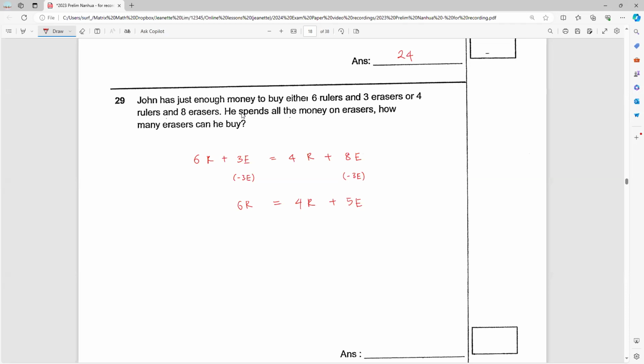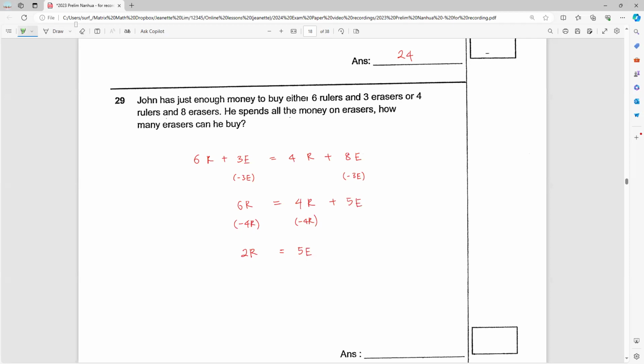Next, I'm going to do the same for rulers, but I'm going to remove 4 rulers. So if I remove 4 rulers on both sides so that they balance, I'm going to have 2 rulers left on the left, and 5 erasers on the right. 2 rulers is the same as 5 erasers. Now he wants to just spend his money on erasers only, right?